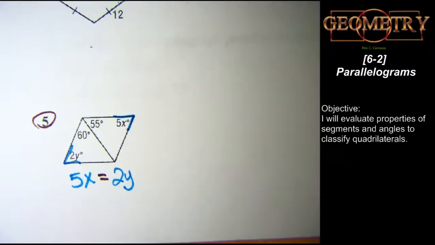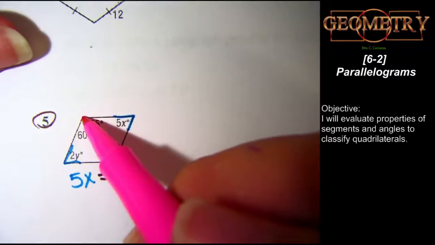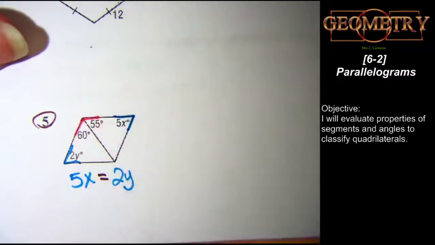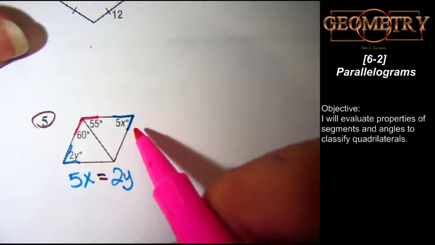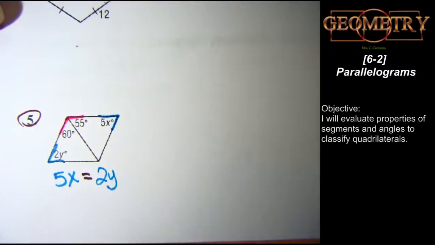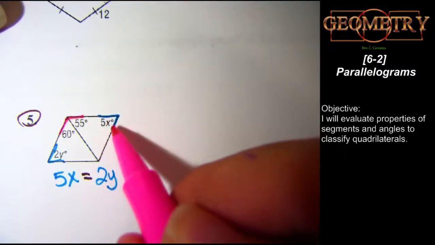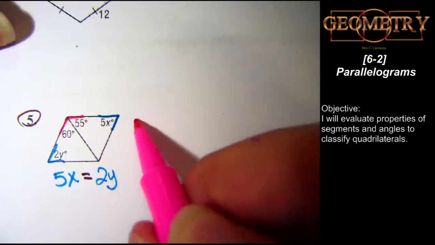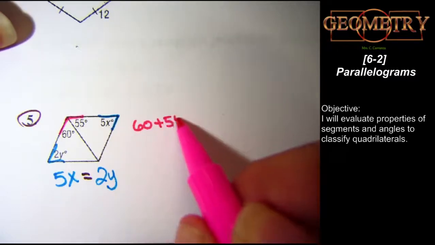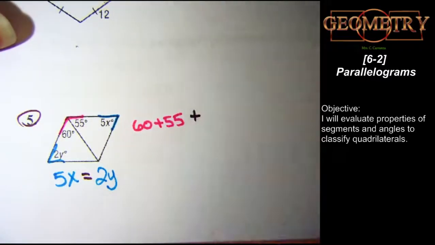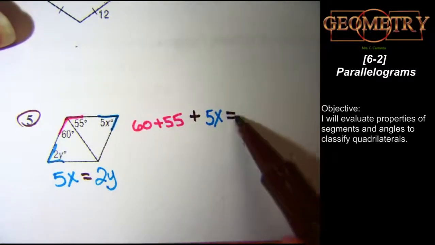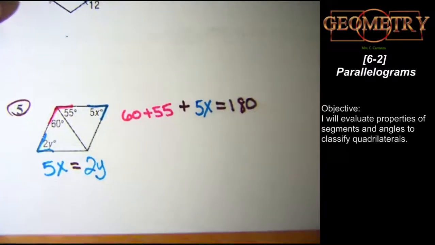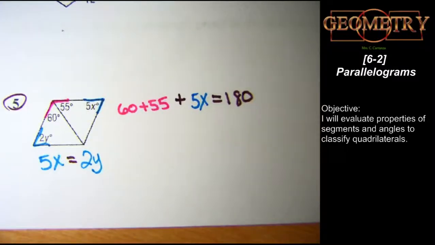Well, couldn't you do 5x plus 60 plus... Yeah, I could do the angles at this corner plus the angles at one of the other corners, and that equals 180, because our third property says consecutive angles are supplementary. Did you want to do the 5x? Yes. So then we'll do this angle that I colored in pink plus this other angle that I colored in blue. Those two together are supplementary, so when I add them, I should get 180. And now I have an equation that I can solve and get a value for a variable.